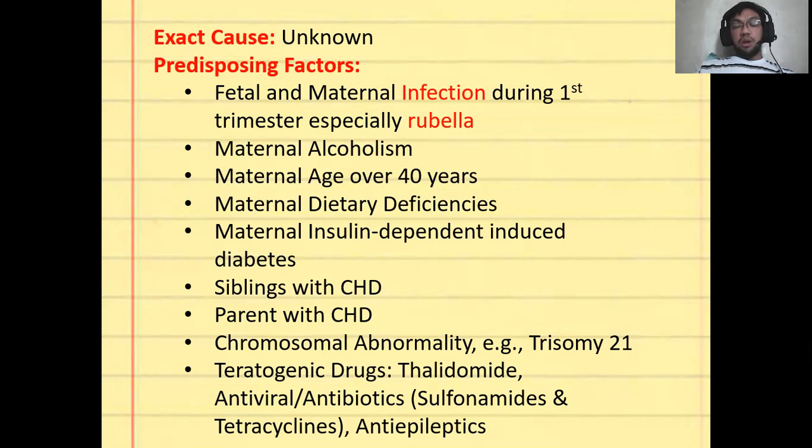Others, teratogenic drugs such as thalidomide. Thalidomide does not only cause the infant to have amelia or phocomelia, it can also cause the fetus to develop CHDs. Or certain antibiotics such as sulfonamides and tetracyclines should not be given to pregnant women since they can precipitate CHDs, or even anti-epileptics such as phenytoin.